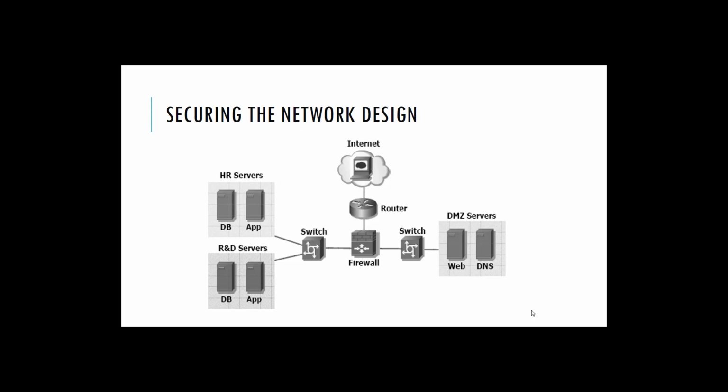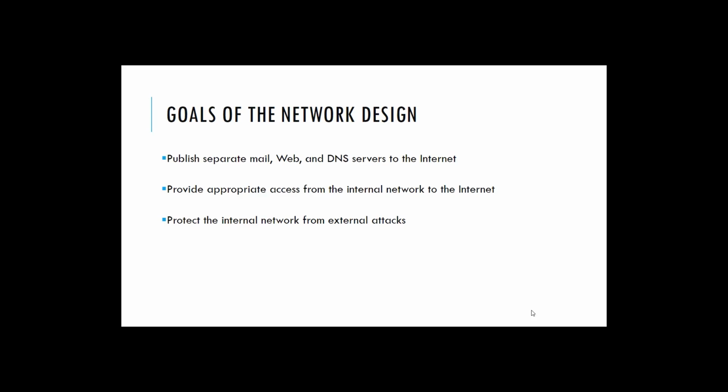And let's see how this firewall is protecting each of the sections from each other and protecting the whole organization from the internet. The goals of the network design are to publish separate mail, web, and DNS servers to the internet, to allow these servers to be viewed by the internet. These servers, to work, need to be viewed by the internet, otherwise they will be useless. So you cannot claim that you have a mail or a web or a DNS server that is completely isolated from the internet through the firewall.